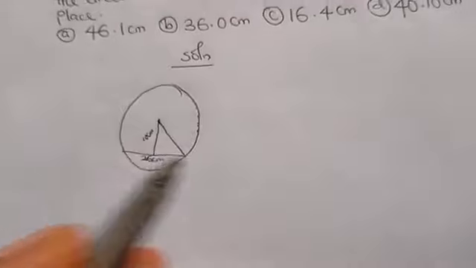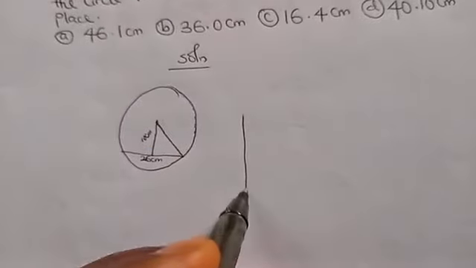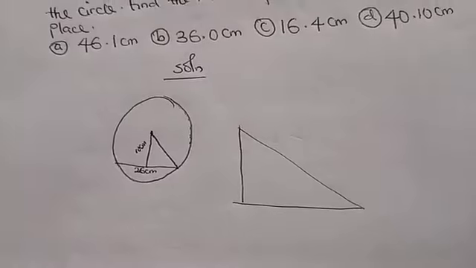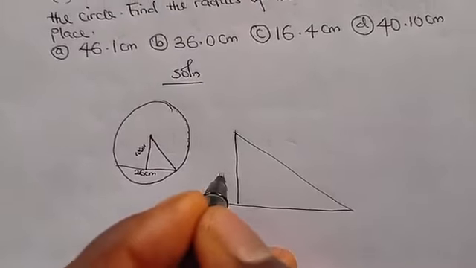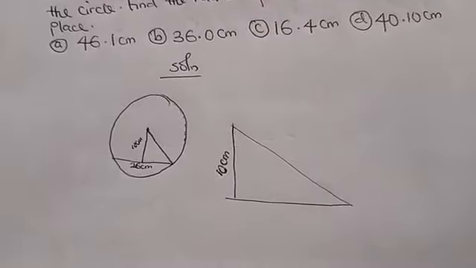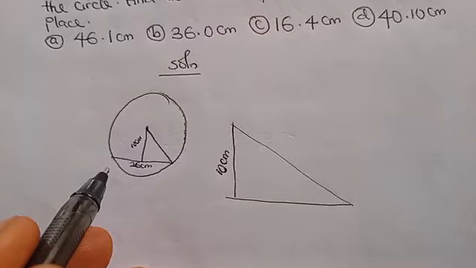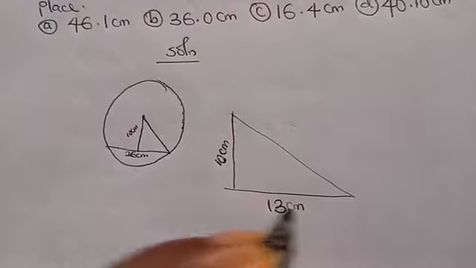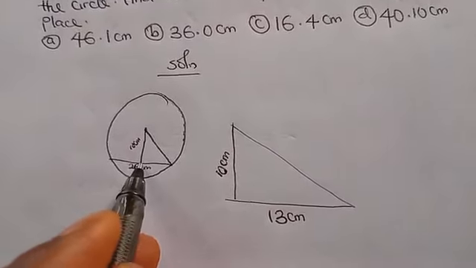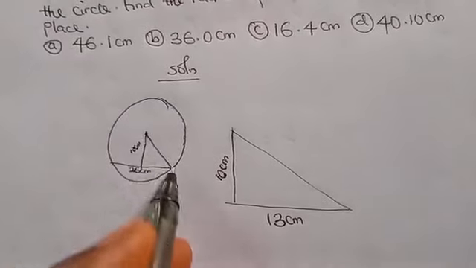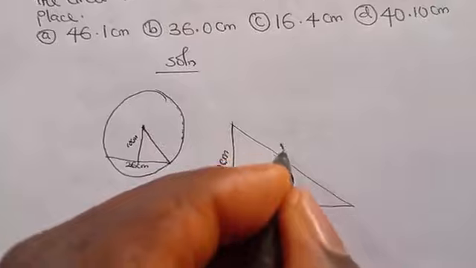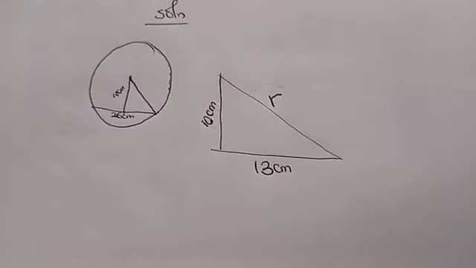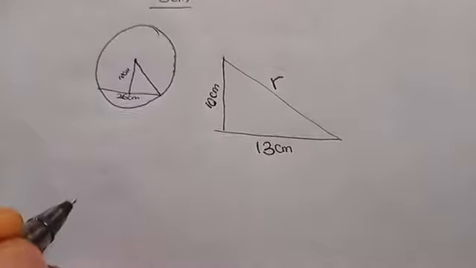So when we extract this right angle triangle outside, this is what we will have. Here is 10 centimeters. This 26 centimeters divided by 2, we are going to have 13 centimeters. That is from this point to this point. We are asked to find the radius. That radius now becomes our hypotenuse in this right angle triangle. So from this, we are going to use Pythagoras theorem.